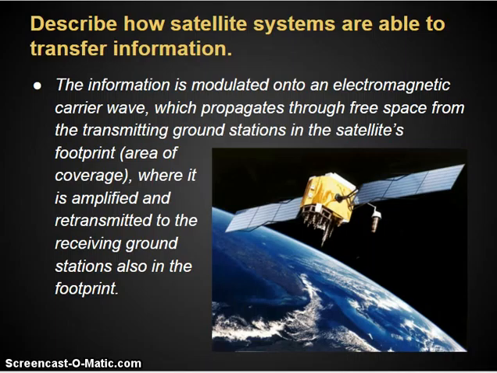Satellites. With satellite systems, you have the information which is modulated to an orbiting spacecraft into an electromagnetic carrier wave. So it's radio frequency, just like before. And it goes up to the satellite, and then it's transmitted down.